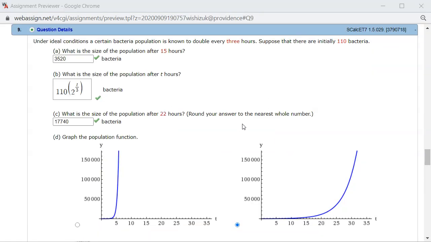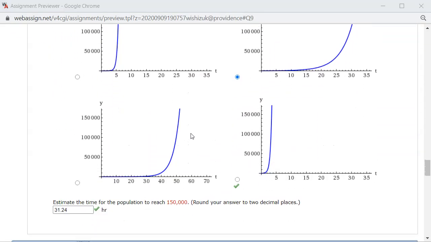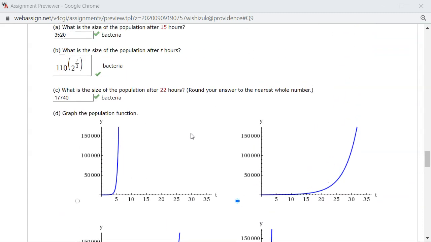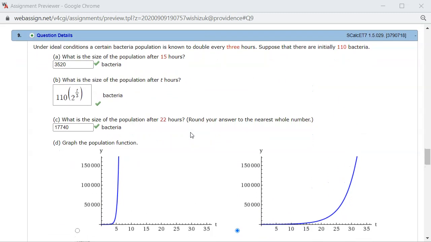I came back and it looks like we got all parts correct. That's it. I hope that this was clear.